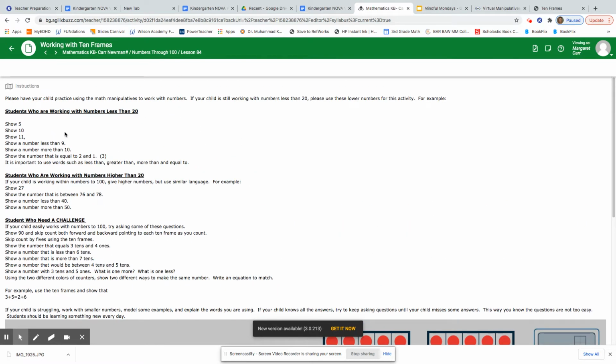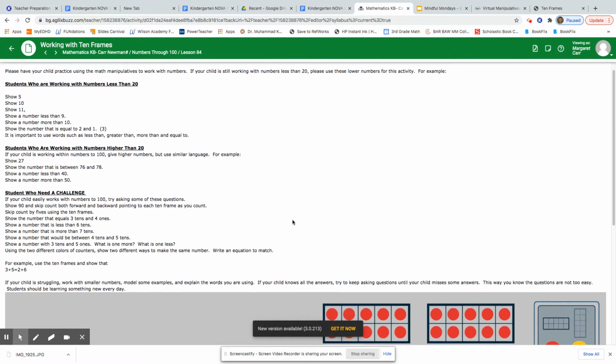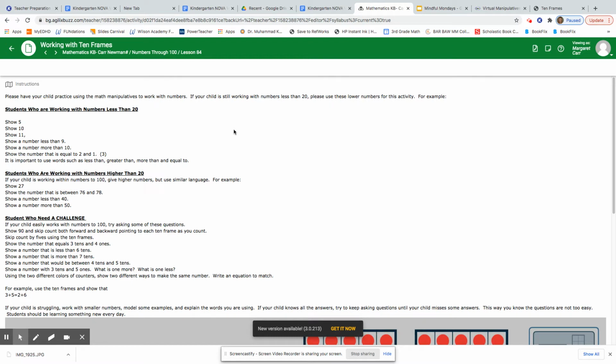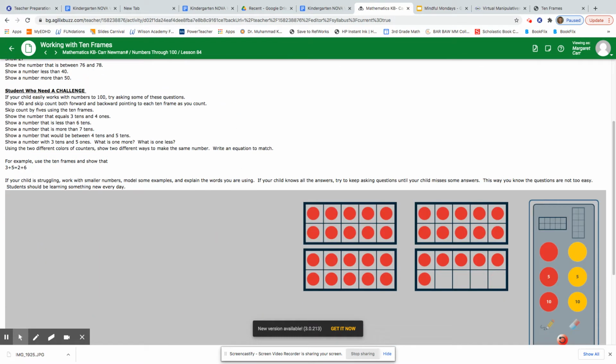So, look up here for some explanation. Now, right in this lesson, it's 10 frames, but you're also going to see number lines and a variety of different tools for your children to use. But we're going to work off the same idea or the same questions. So, if your child is working with numbers less than 20, keep the numbers you're asking them to show less than 20. And also, you will probably need to focus on counting by ones.